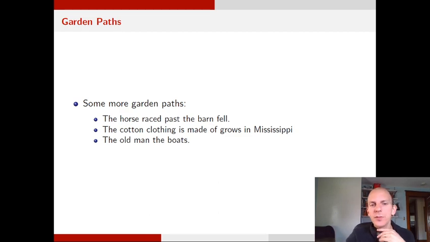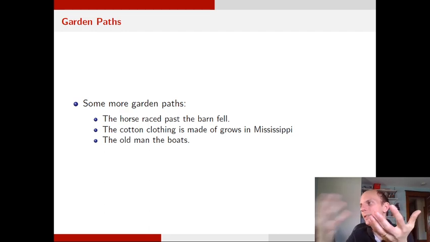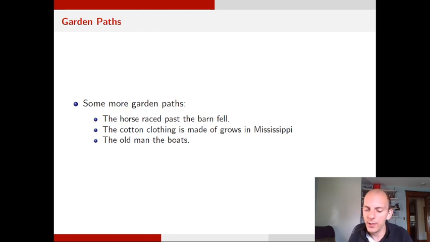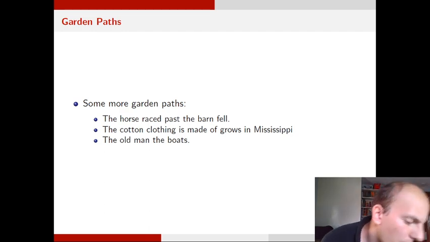So here's some other ones. The horse raced past the barn fell. I believe that's the one we did in class, the first or second day of class. The cotton clothing is made of grows in Mississippi, and my favorite one, the old man the boats. The old man the boats, which seems at first just like a nice DP, the old man and the boats. And it seems like you're just missing a verb until you realize that man is the verb. The old, collectively, are manning the boats. They're like the ones that are doing the rowing. This is a strange, cruel society in which the old are forced to row the boats, man the boats.